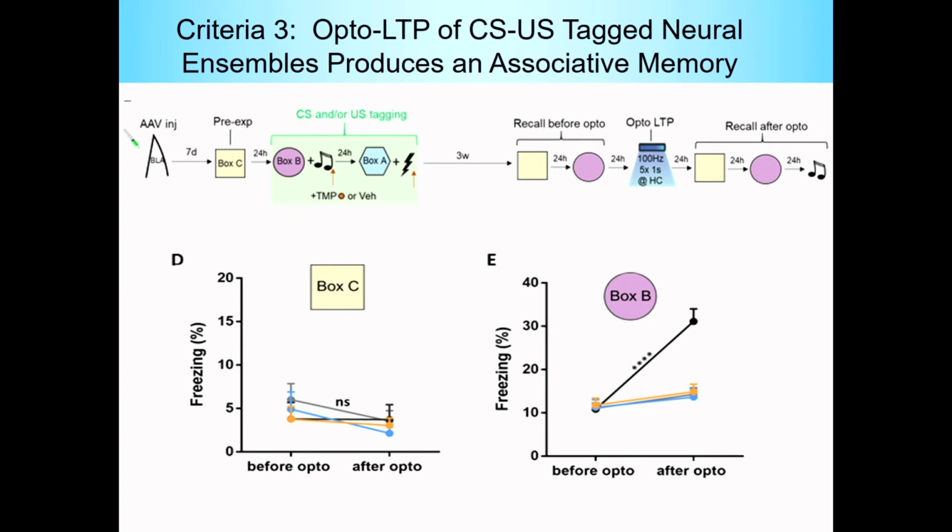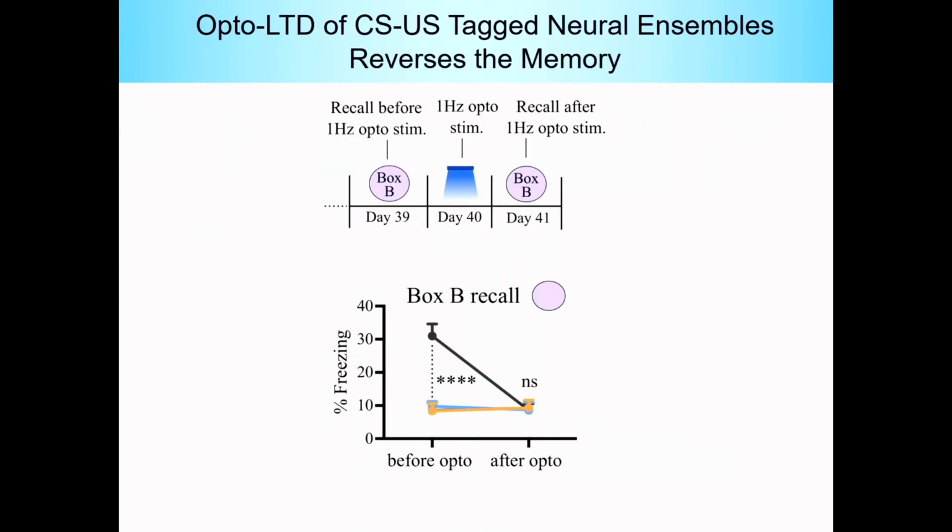There's no significant freezing here because we've delivered them in an unpaired manner. And these are various control groups where we did CS only, US only. Anyway, this is the experimental group where we tagged both the CS and the US, and before stimulation, after stimulation, at high frequency, just in the amygdala, to produce an optical LTP, we produce an apparent fear association to the natural box. I see my red light, so I'm going to finish.